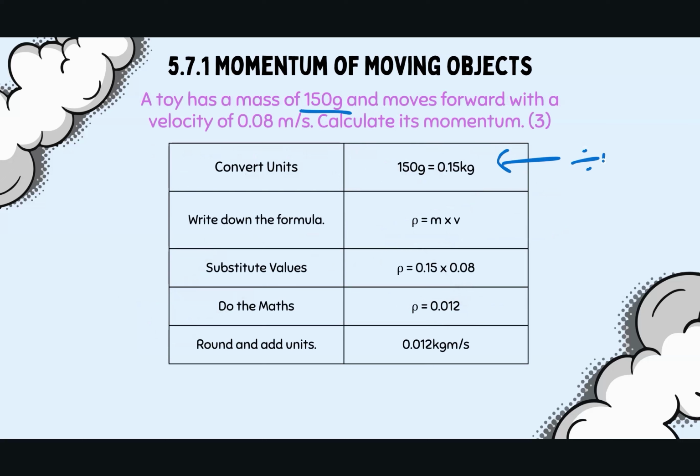We divide by 1000. You then write down the formula and substitute the values. Mass is 0.15, velocity is 0.08. So our answer is 0.012 kilogram meters per second.